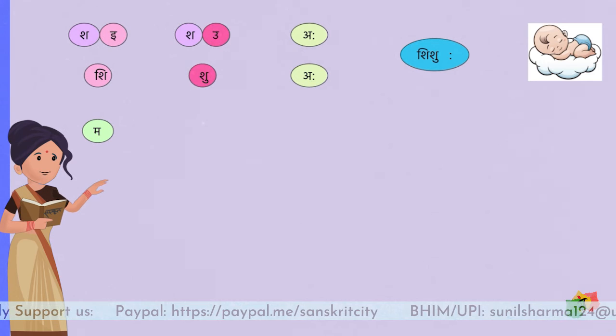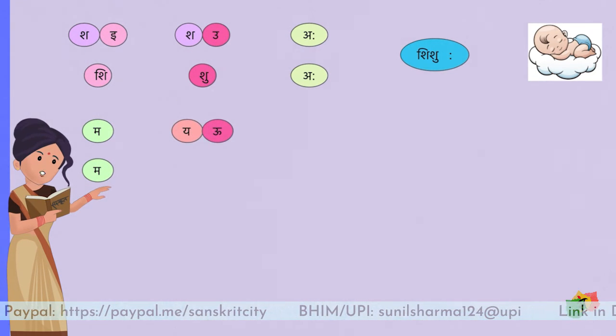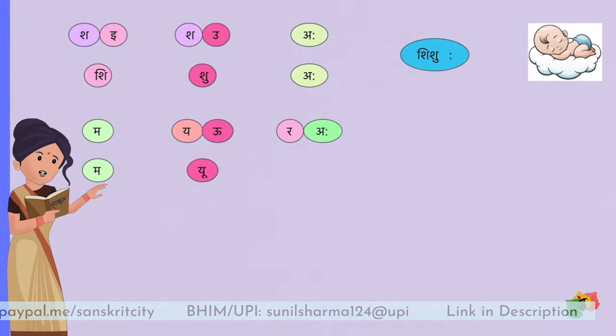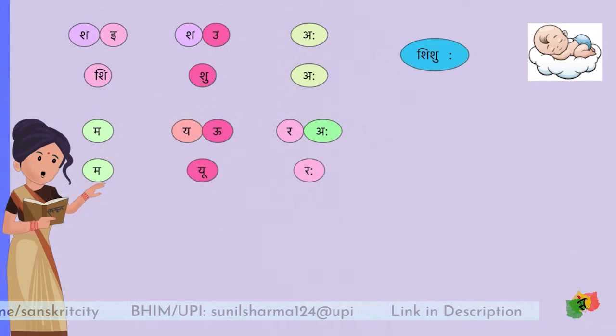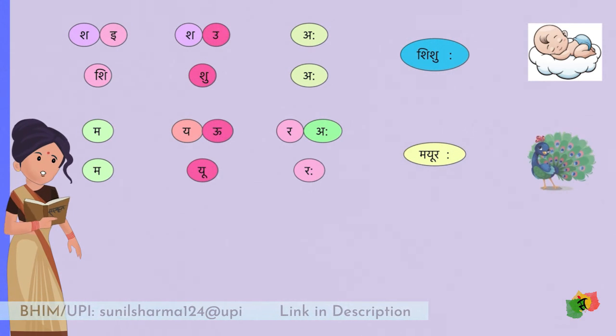When ma joins with ya and u, we get mayu. Ra and aha gives raha. When joined together, we get the word mayuraha, which means peacock.